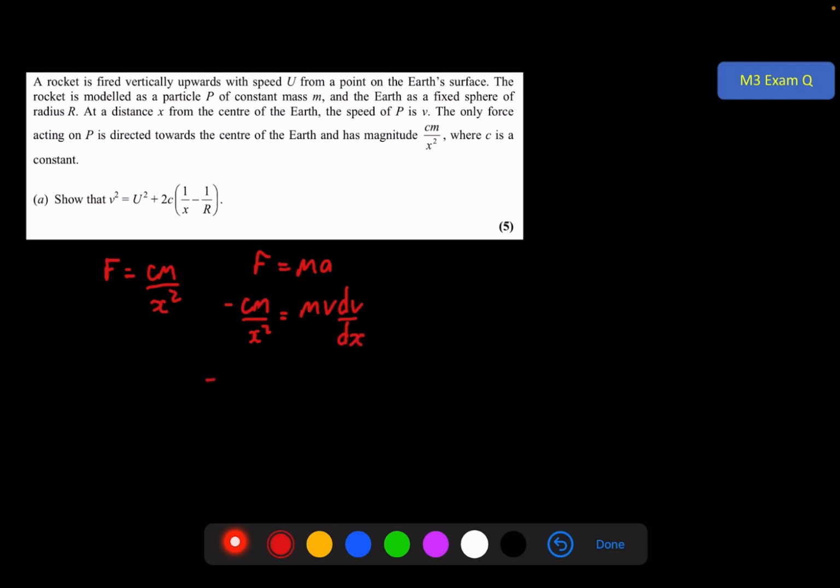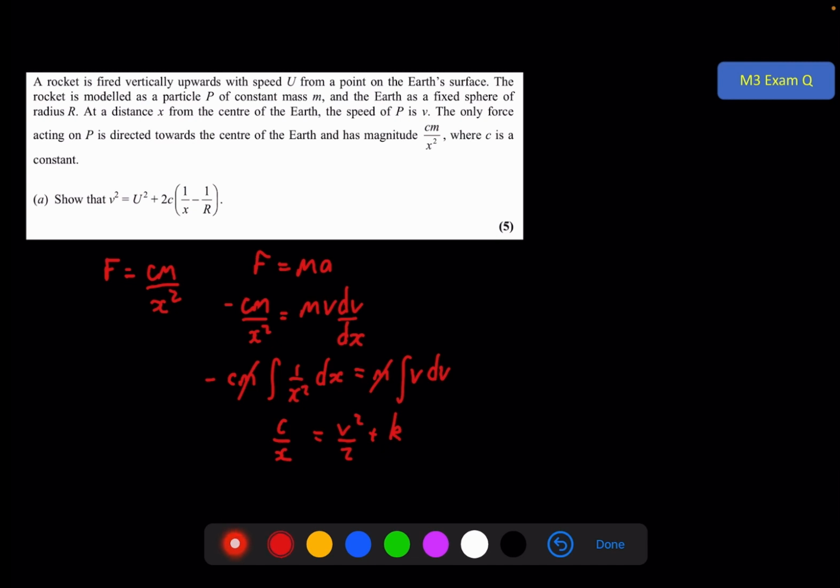Separate our variables: minus cm integral 1 over x squared dx is equal to m integral v dv, and again I forgot to cancel the m's, let's do that now. So we get c over x is equal to v squared over 2 plus a constant, which I normally call c, let's call that k.